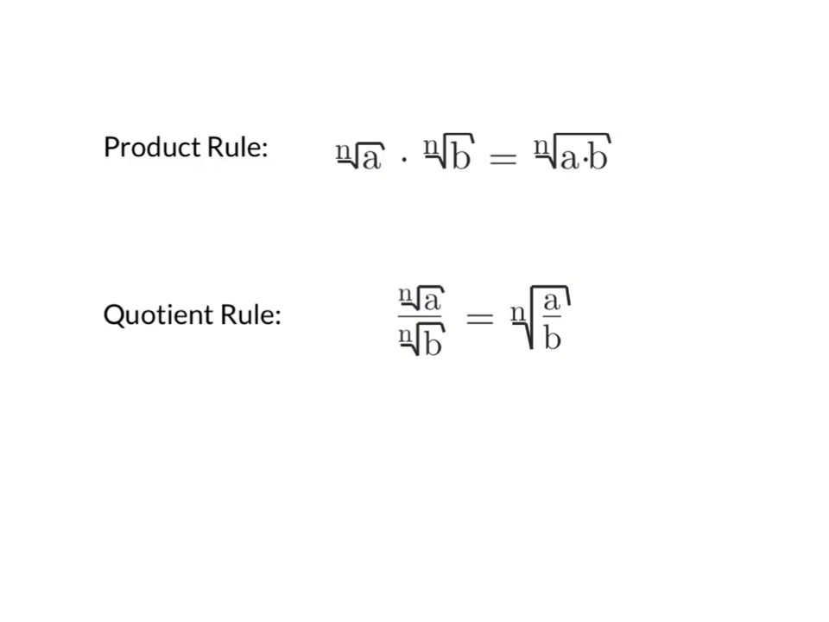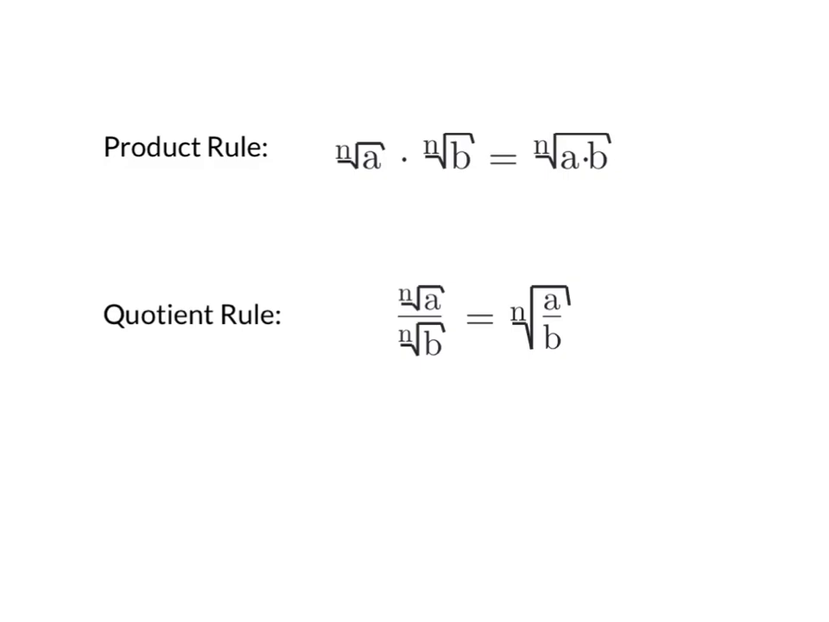We have the product rule, which says the nth root of A times the nth root of B is equal to the nth root of A times B. As long as your indices are the same, you can multiply the insides together or separate them. Similarly, for the quotient rule, if you have the nth root of A over the nth root of B, this is the same thing as the nth root of A over B. Again, as long as your index is the same, you can either combine or separate.